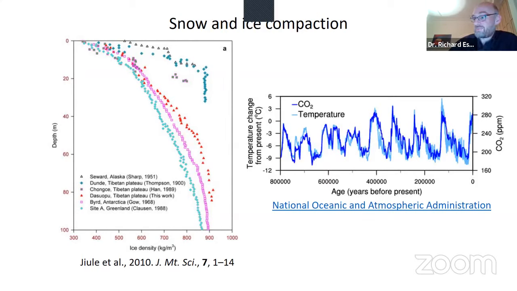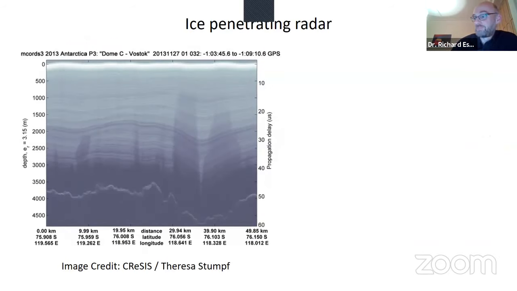Ice cores can give very precise information on the chemical properties of ice, but they're very expensive and time-consuming for deep cores. Information on the physical properties of ice can be obtained over larger areas using radar. Ice is quite transparent to low-frequency microwave radiation, so this is referred to as ice-penetrating radar. The image here was obtained using a multi-channel radar with frequencies ranging from 140 to 230 megahertz. So that's the 1 to 2 meter wavelength range.